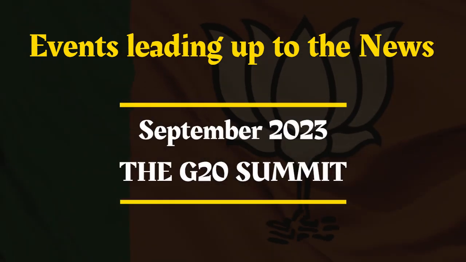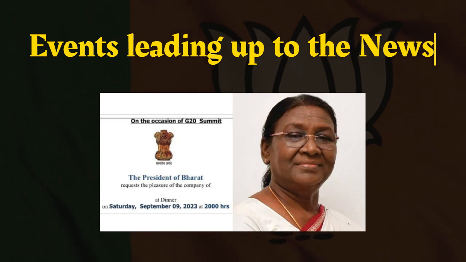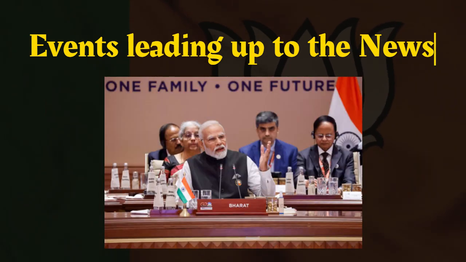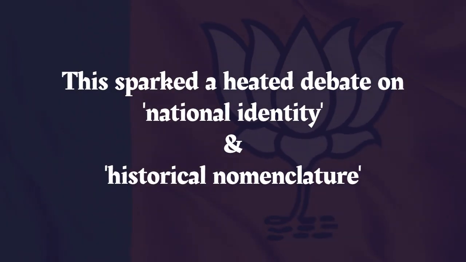And all this culminated in the most important G20 summit in the same month. The dinner invitations at the G20 summit bore the name of Draupadi Murmu as the President of Bharat as opposed to the President of India. It was speculated that the government made this powerful statement to inform the global representation at the summit. In addition, during the G20 meetings as well, Prime Minister Narendra Modi positioned himself in front of a card that read Bharat and not India. All these events triggered an extensive debate across the country regarding national identity and the country's historical nomenclature.